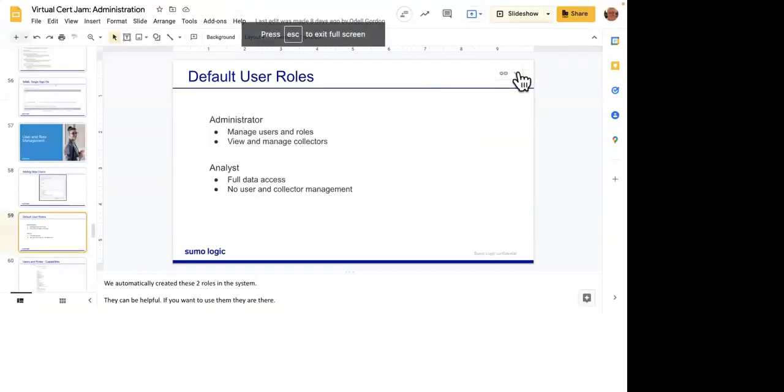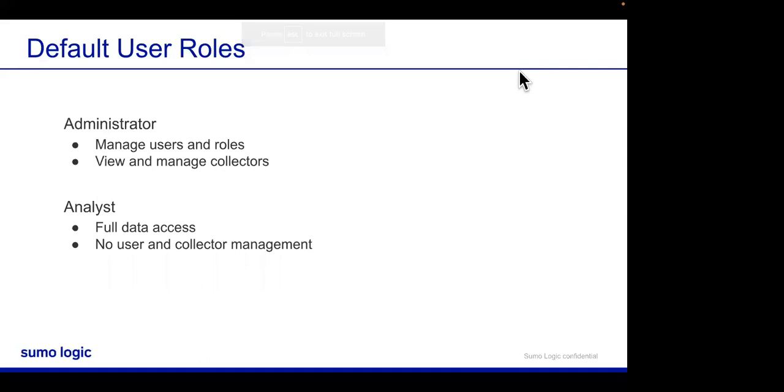Okay, your administrator role can manage your users and roles. They can view and manage collectors. That's what the administrator can do. An analyst, on the other hand, has full data access and can't manage your users or your collectors. That's how things were decided to be.